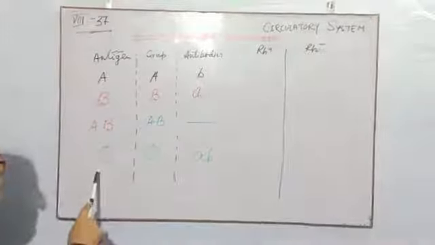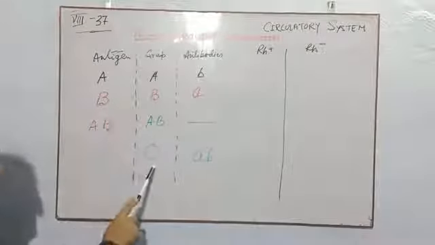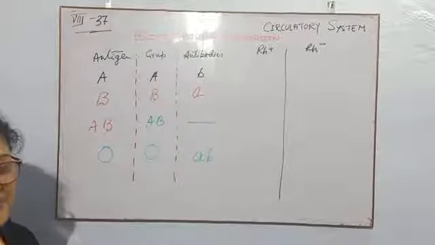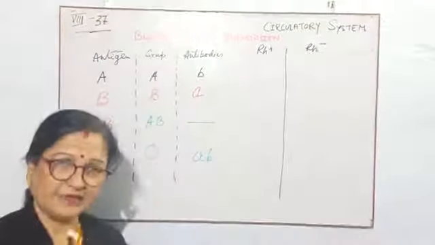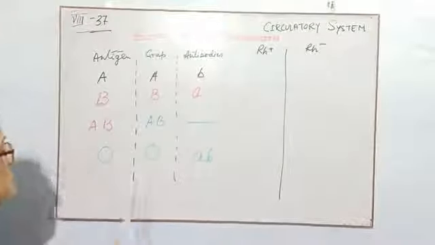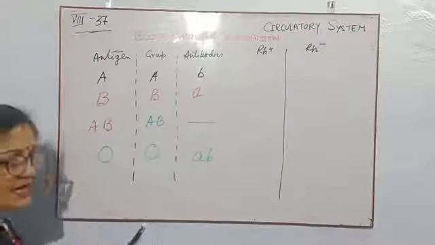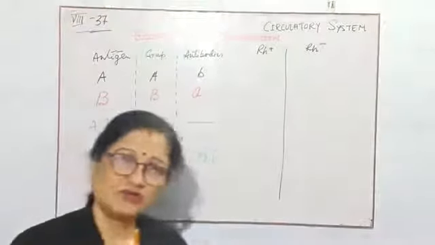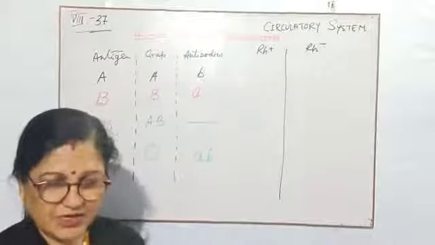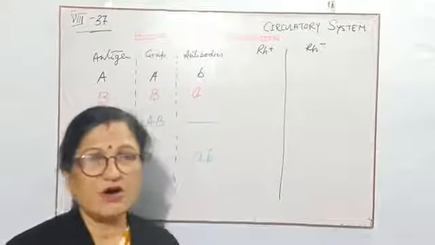So blood group O has no antigen and has both types of antibodies, small a and small b. This is the main reason, children, that those with O blood group can give blood to each and every person, either A blood group or B blood group or AB blood group.